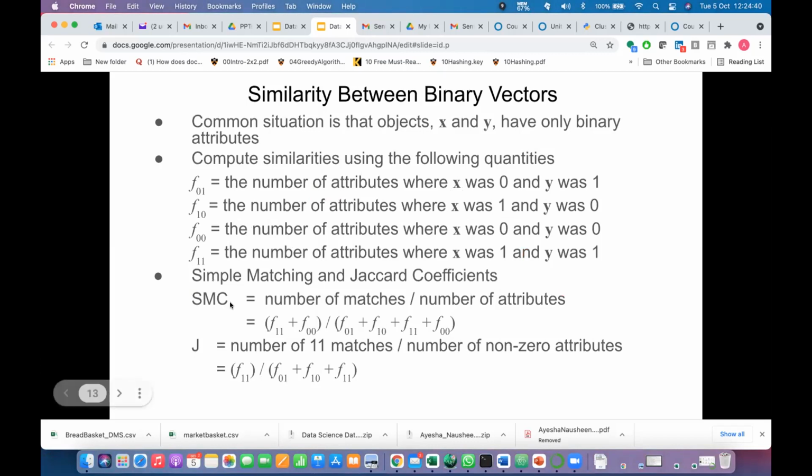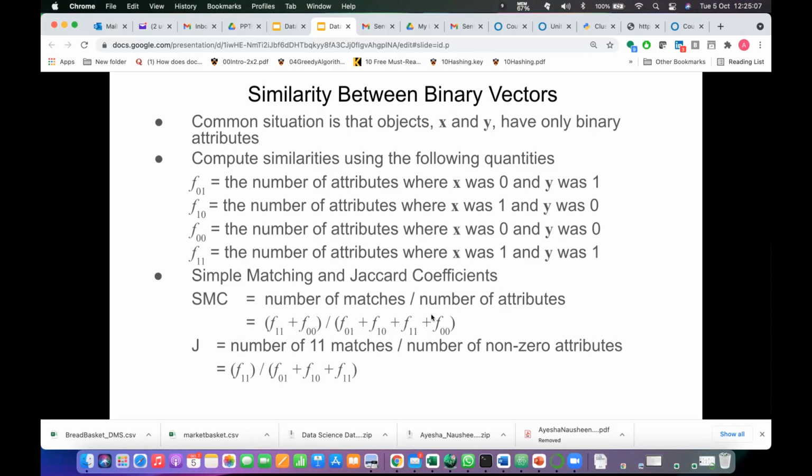SMC, the simple matching coefficient, is the number of matches divided by the number of attributes. F11 means both have the value, and F00 means neither has it. Both mean the same values for both objects. The number of attributes having the same values is F11 plus F00, and the total number of attributes is the denominator. Then there is the Jaccard similarity.